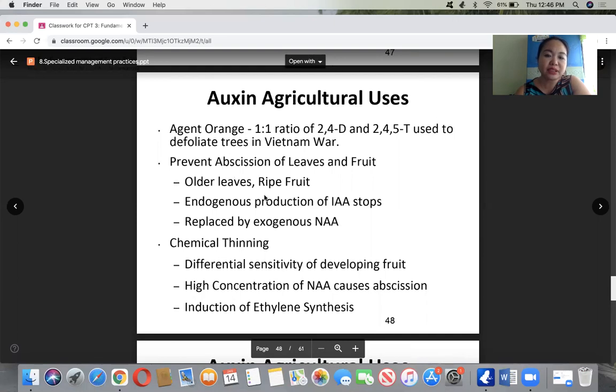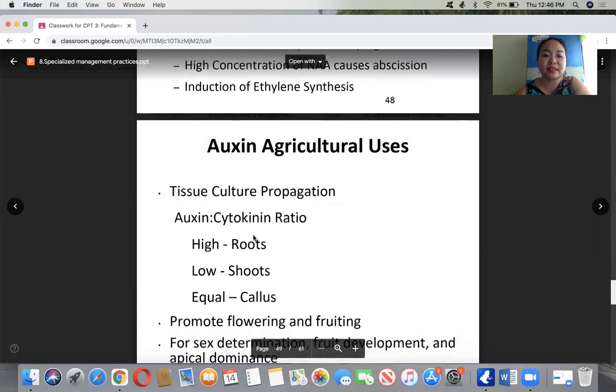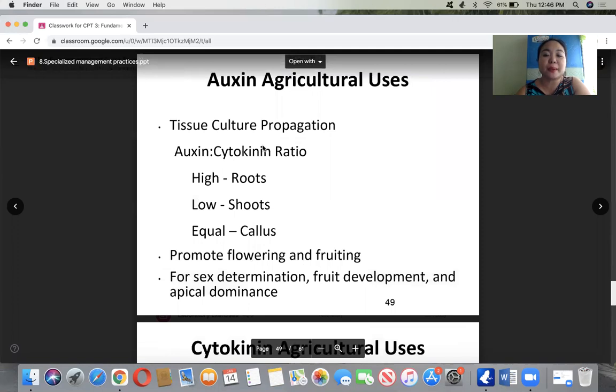And prevent abscission of leaves and fruit. In older leaves or ripe fruit, endogenous production of IAA will stop and be replaced by exogenous naphthalene acetic acid. And also for chemical thinning, with differential sensitivity of developing fruit, a high concentration of NAA causes abscission and induction of ethylene synthesis. And also for tissue culture propagation, auxin is used for rooting and cytokinin for shoots.